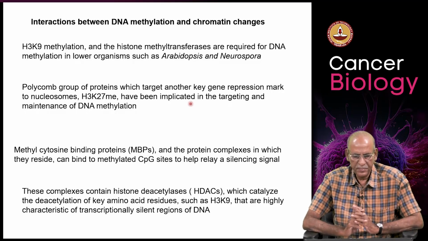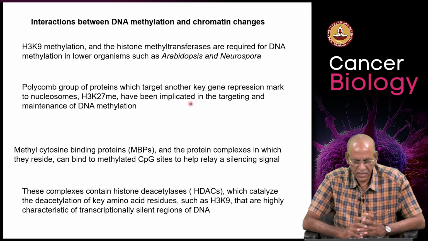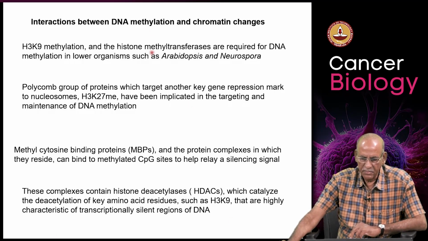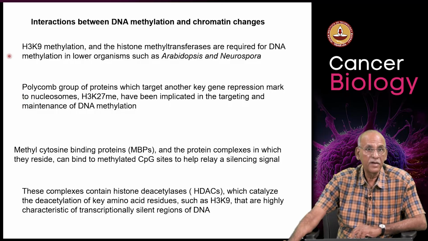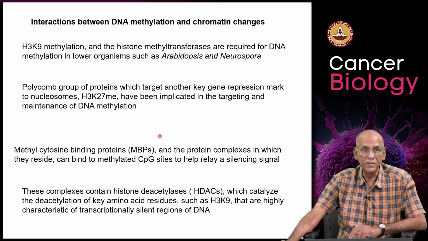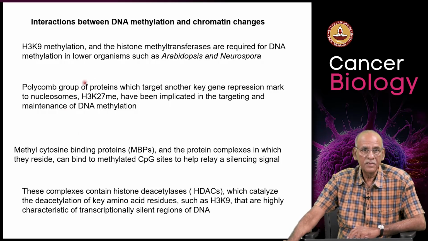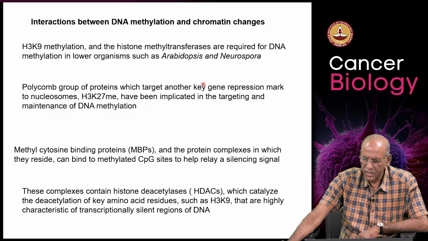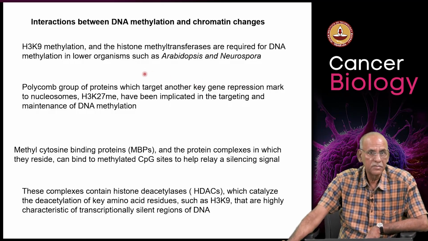In some of the lower organisms also, this kind of H3K9 methylation and histone methyl transferases are required for DNA methylation. Here, the Arabidopsis and Neurospora. There is another set of proteins, a group of proteins called polycomb proteins, which target the gene repression marks to nucleosomes.